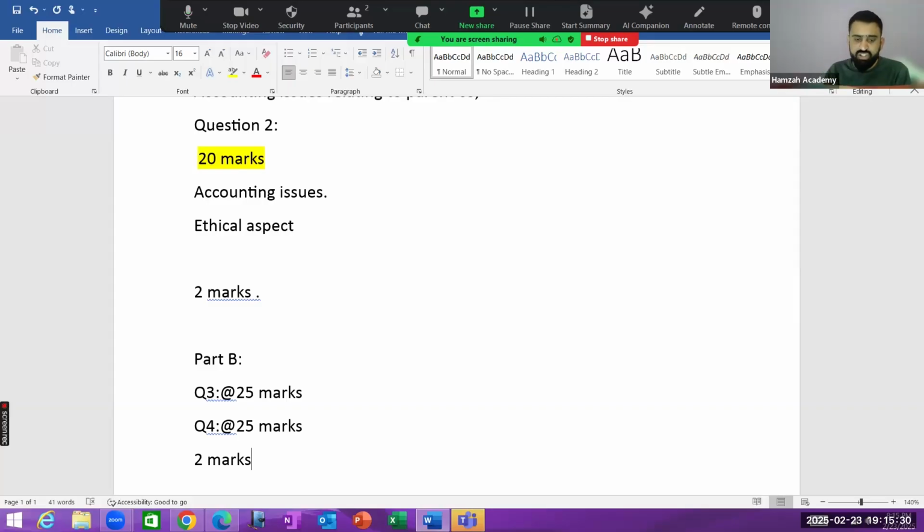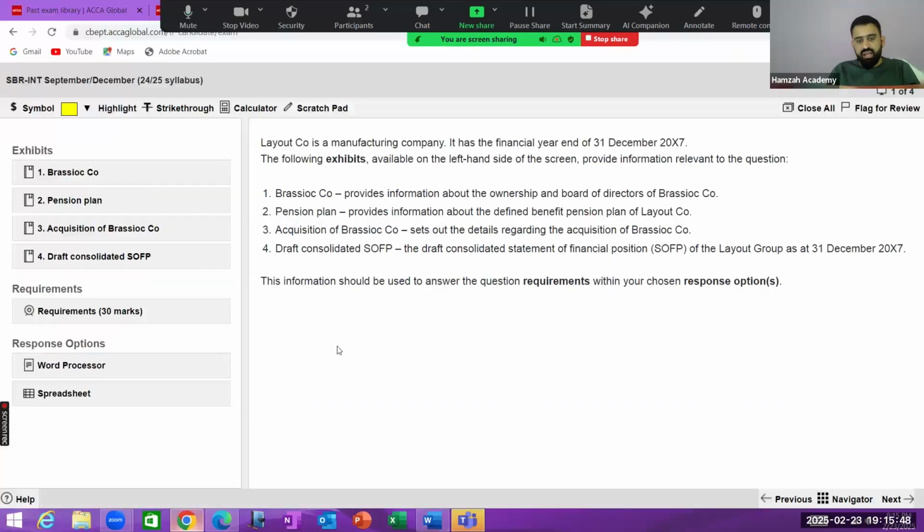And in each question of Part B, there will be multiple accounting issues and multiple accounting standards which the examiner can test you on. So that would be the structure of your SBR exam. And that would be the exam screen, which you are looking at on your computer screen.